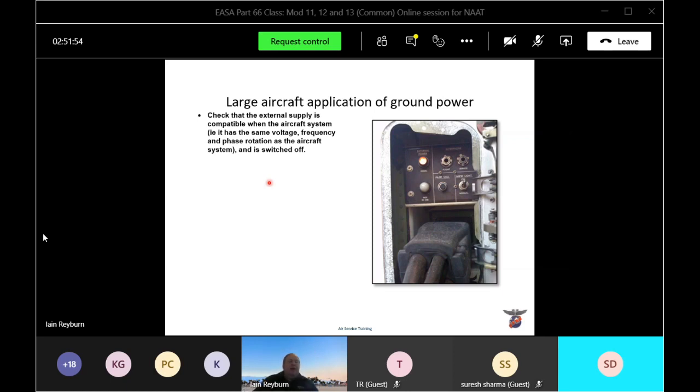What you're going to check on the power supply before connecting to a large aircraft is that the voltage is correct, the frequency is correct, and the phase rotation is also correct. Again, this hasn't changed. Check that the plug is clean, dry, and undamaged. No water, so we're not going to take an electric shock. And it's undamaged. Nothing's rolled over it.